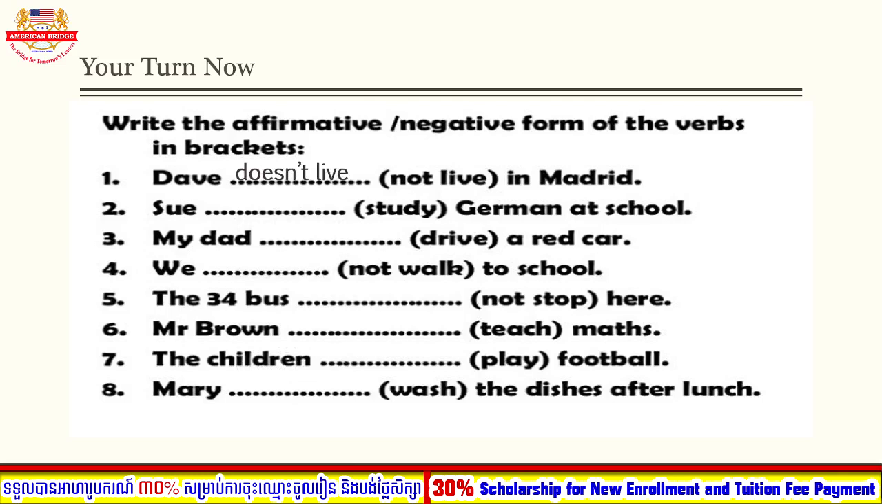Okay, so now let's move to number 2. Sue study German at school, right? So this one we need to change this sentence to positive one. So as you know already, Sue is related with girl, right? So girl we use with she, and she, this one is third person singular, right? So study, this one we have adding in y, so we need to change that one to IES, right? Okay, studies. And now let's move to number 3.